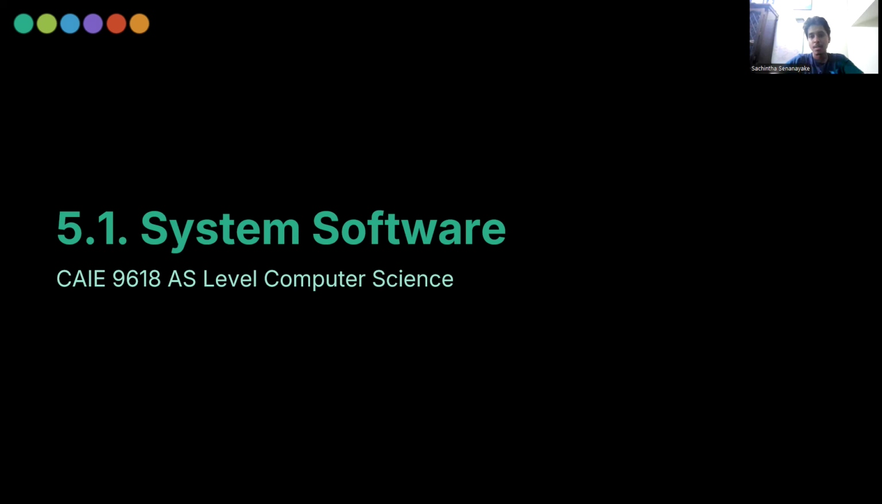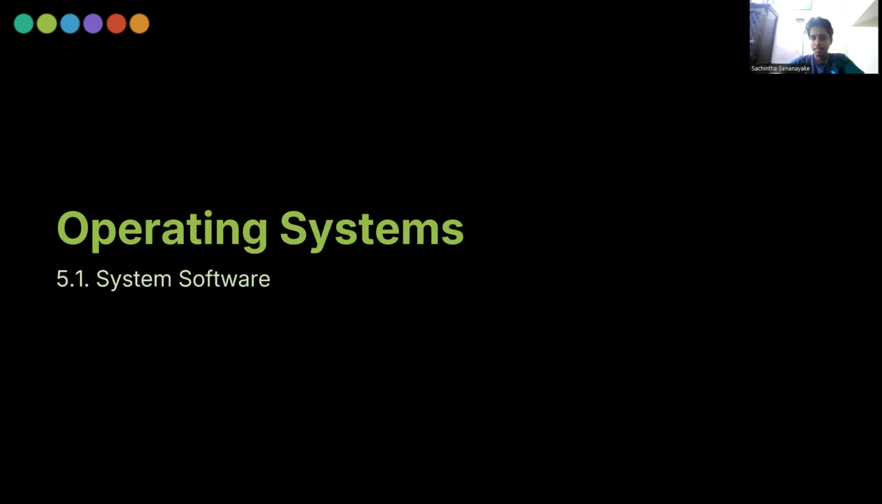What are the different kinds of utility programs we have, and what are their major tasks? What are the different purposes of the utility programs that we have? So without further ado, let's begin. The first topic being operating systems.